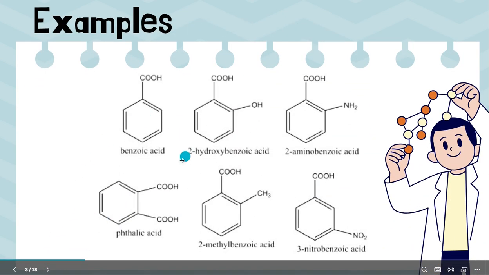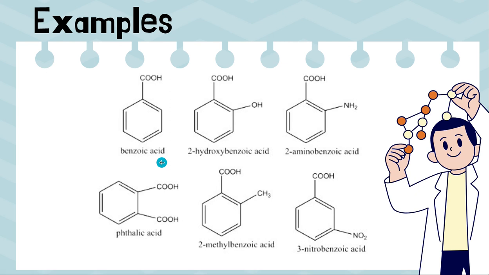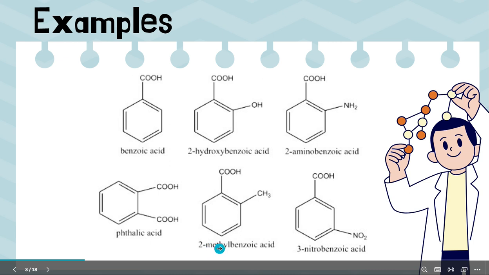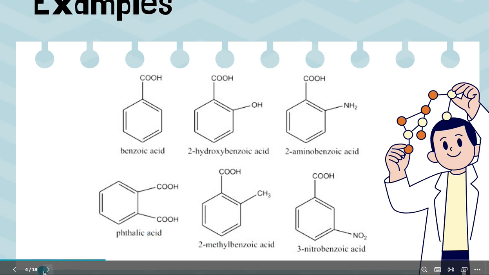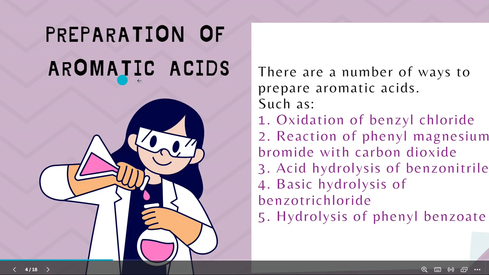Further, here we have some examples such as benzoic acid. In this video we are going to study more about benzoic acid, its various syntheses and reactions. We also have a few other examples such as 2-hydroxybenzoic acid, with a hydroxyl group attached, aminobenzoic acid, with an amino group attached, phthalic acid, 2-methylbenzoic acid, and 3-nitrobenzoic acid. Let's study the various syntheses or preparations of aromatic acids.